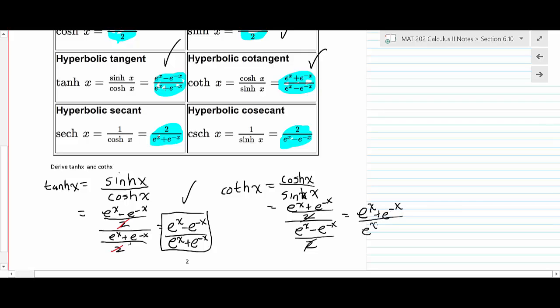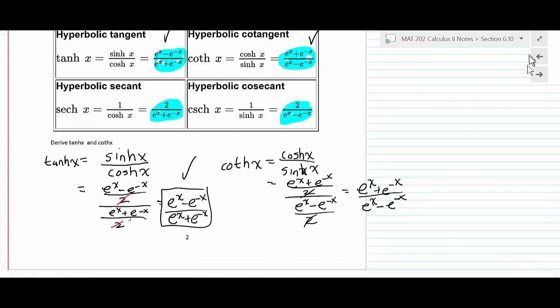Okay, so that would be the idea. So you can do that in your head too. All that happens is the 2's cross out. Okay, so that's what helps me to remember what the hyperbolic tangent and hyperbolic cotangent are. Okay, everybody follow that okay? All right.